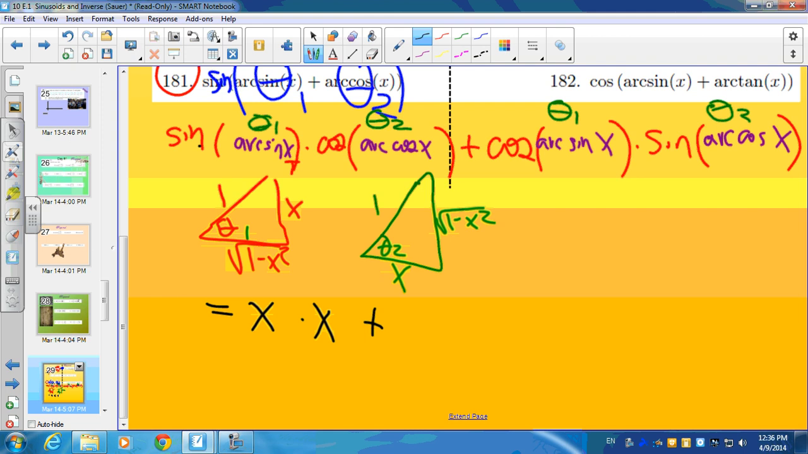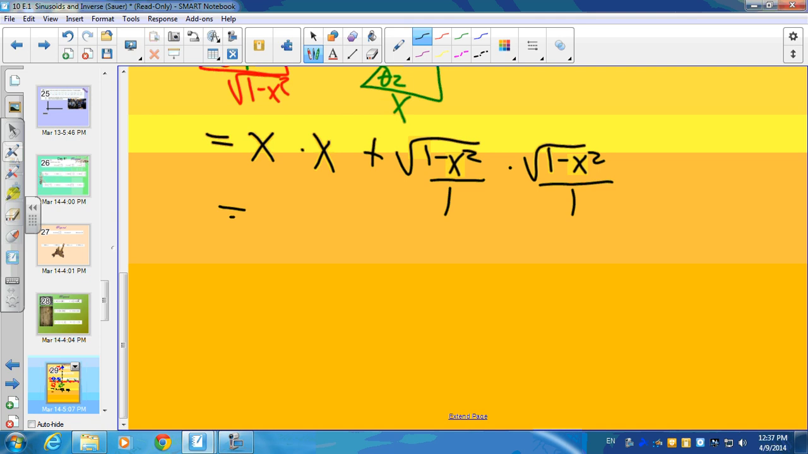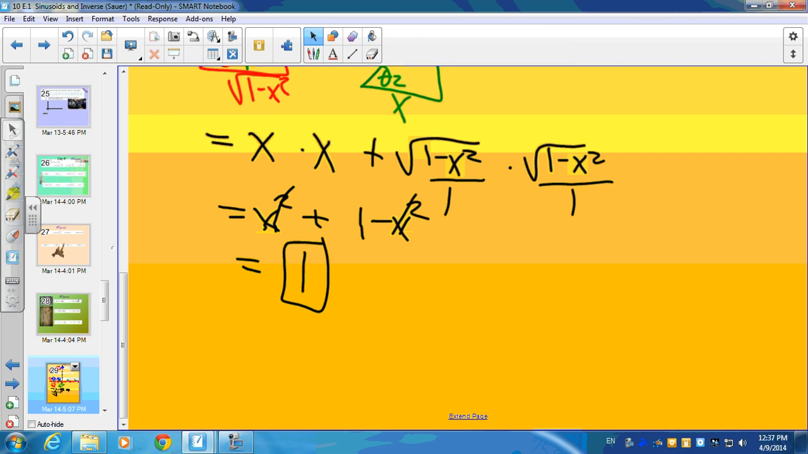So we use this triangle. The cosine of this is the square root of 1 minus x squared over 1. And the sine of this one, this is theta 2 triangle, square root of 1 minus x squared over 1. And when I put those together, I get x squared plus, what is the square root times the square root of 1 minus x squared going to be? Yep. And does anything nice happen algebraically? Yeah. So your answer for that one is 1. Ta-da.